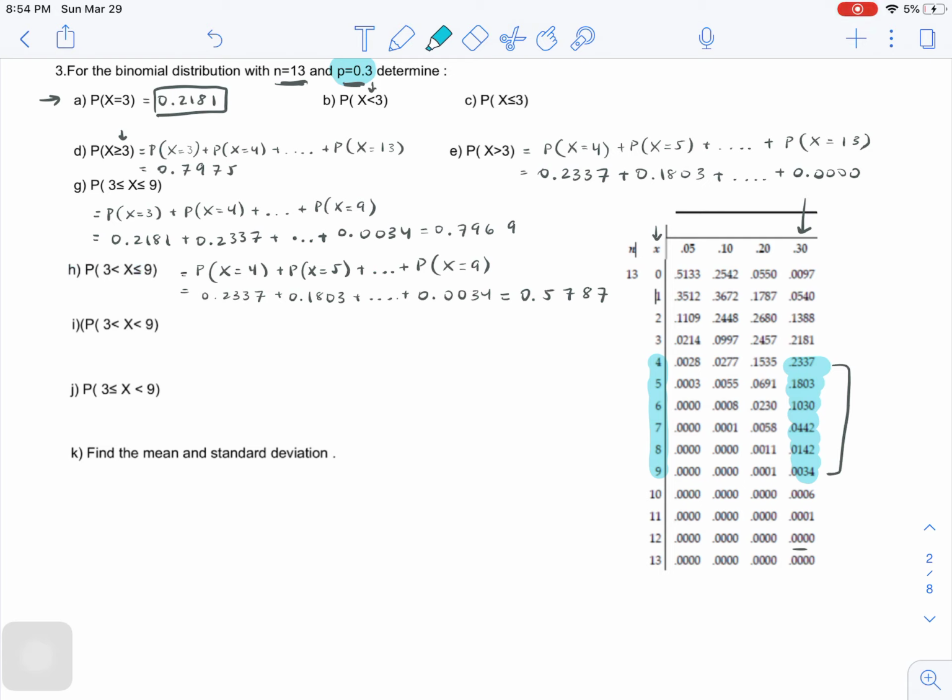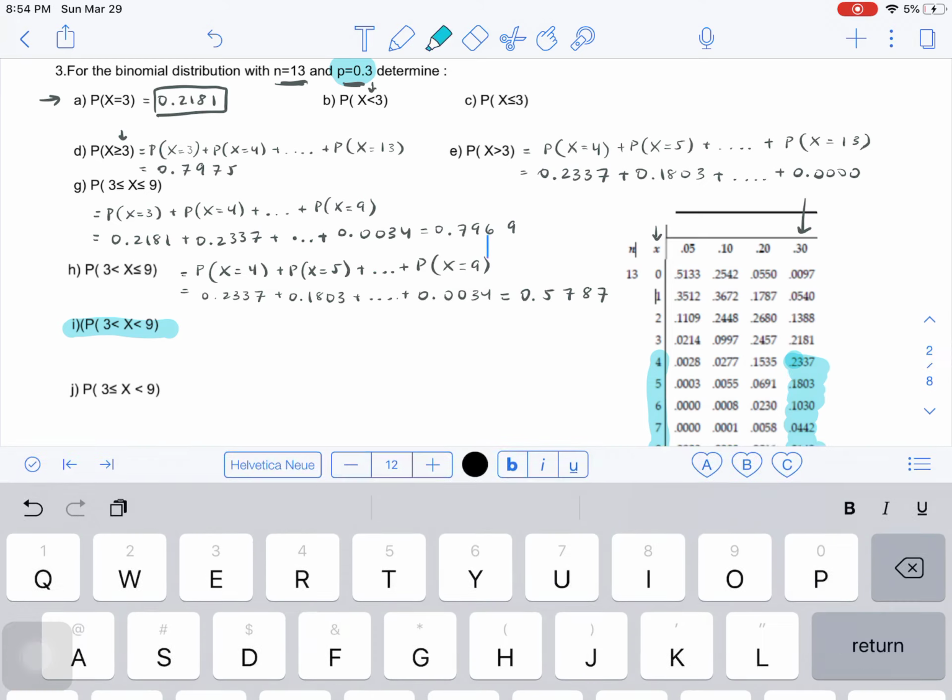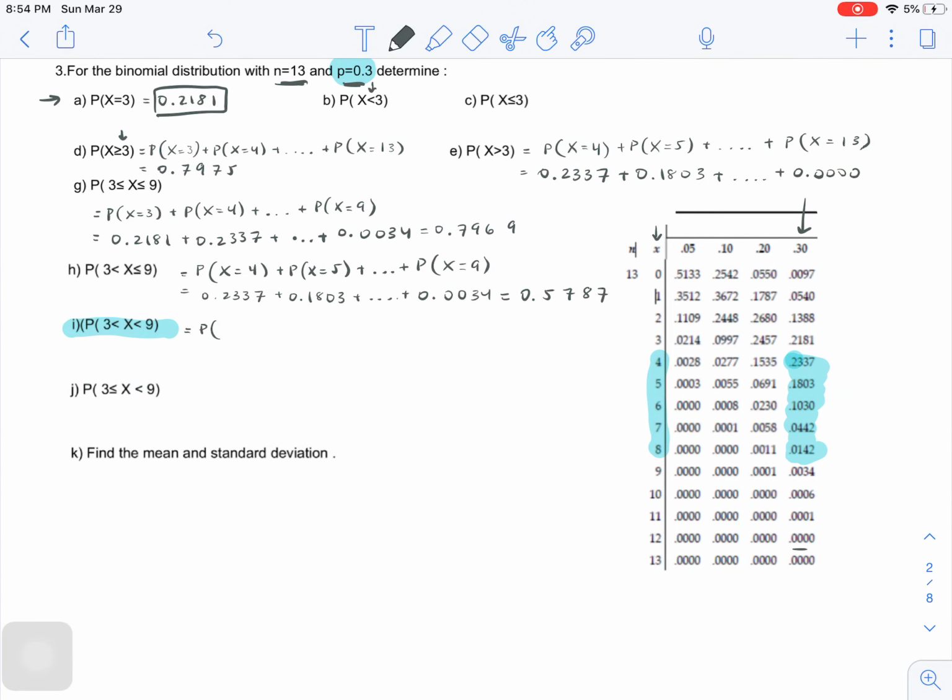All right, let's go to part I. Now, we no longer have any less than or equal to signs. We just have strictly less than signs. So we want the probability that x is strictly greater than 3 or strictly less than 9. So that's these highlighted x values, which correspond to these probabilities. So I'll write this out. This is equal to the probability that x is 4 plus the probability that x is 5 plus the probability that x is 6. I'm going to write them all out. Probability that x is 7 plus the probability that x is 8.